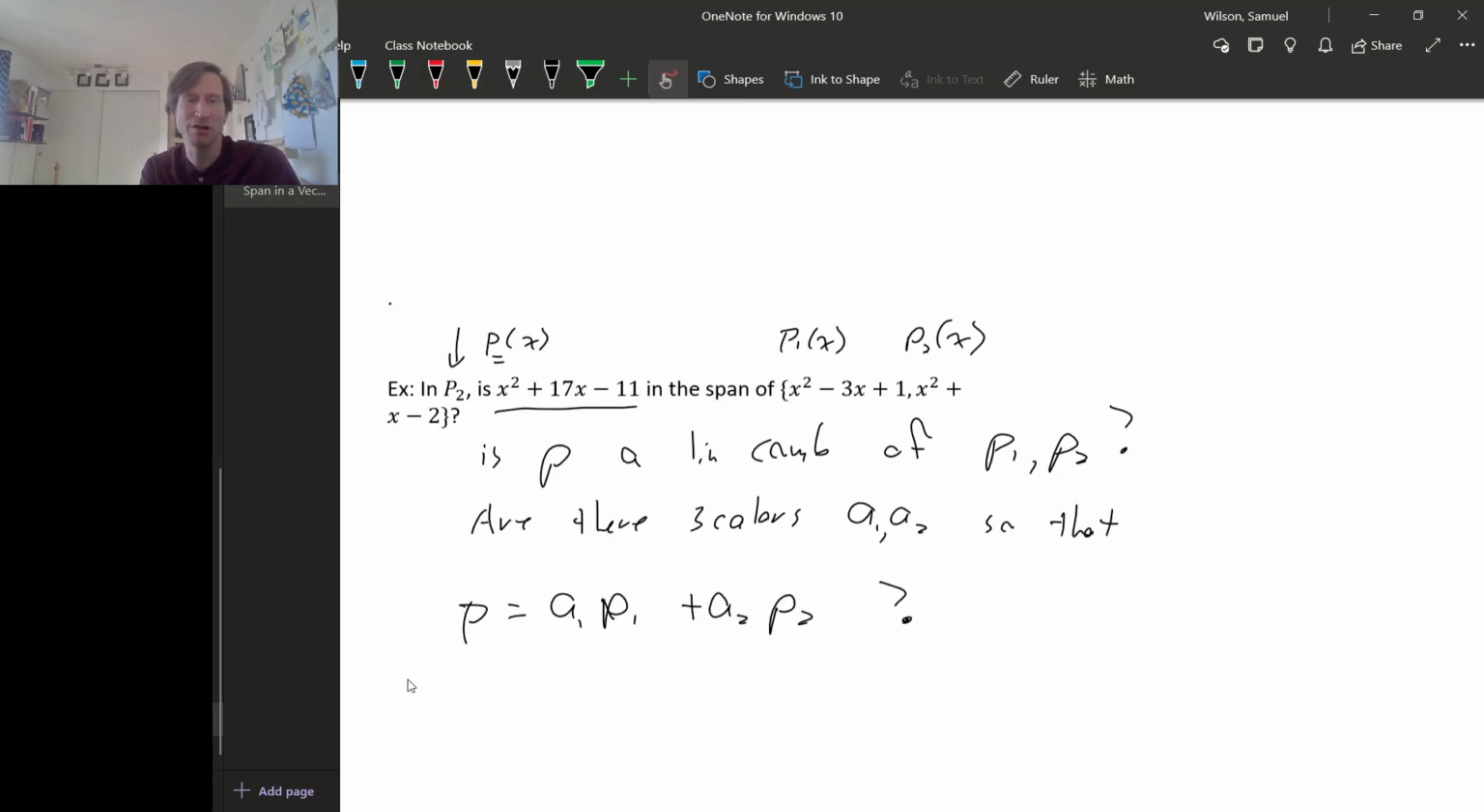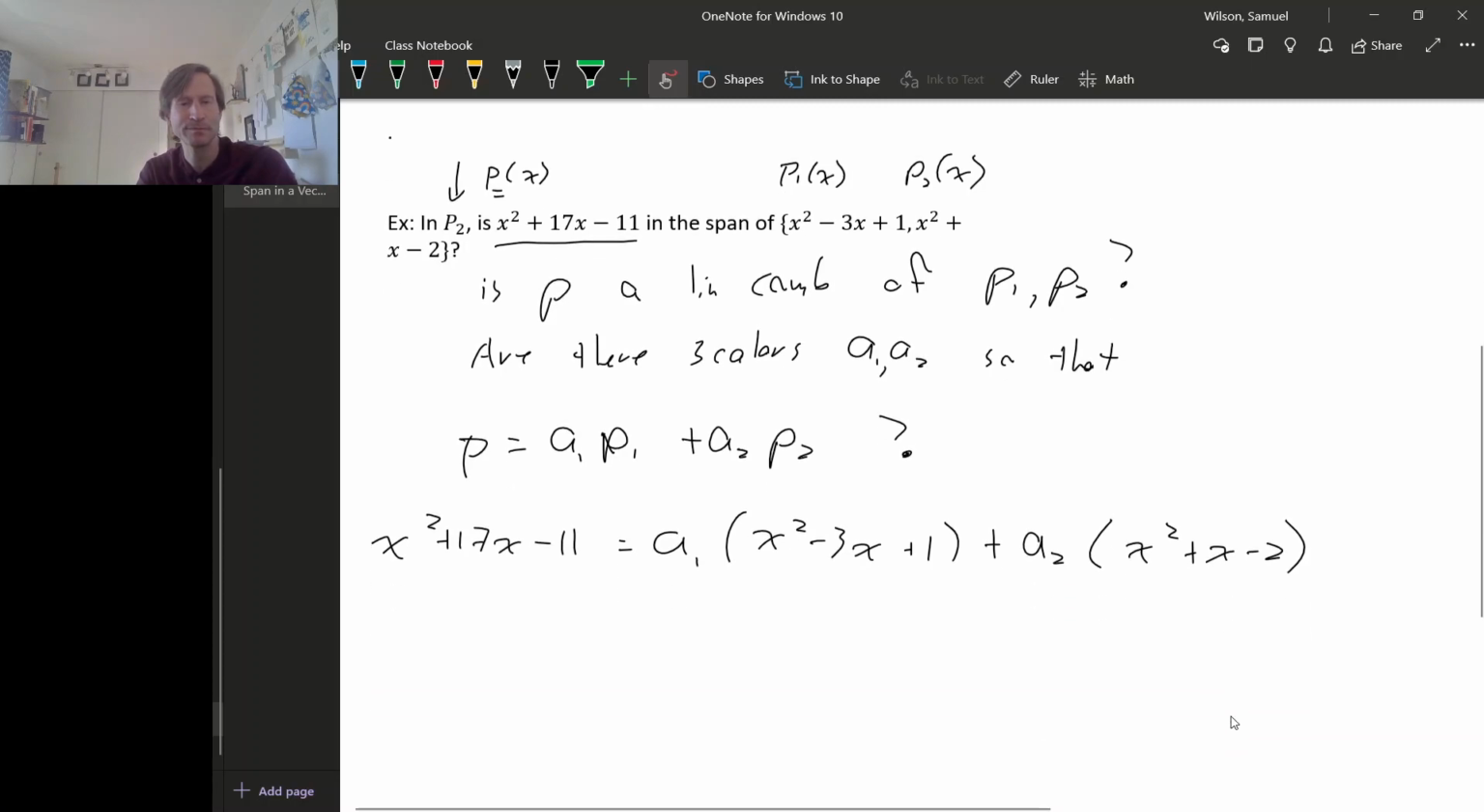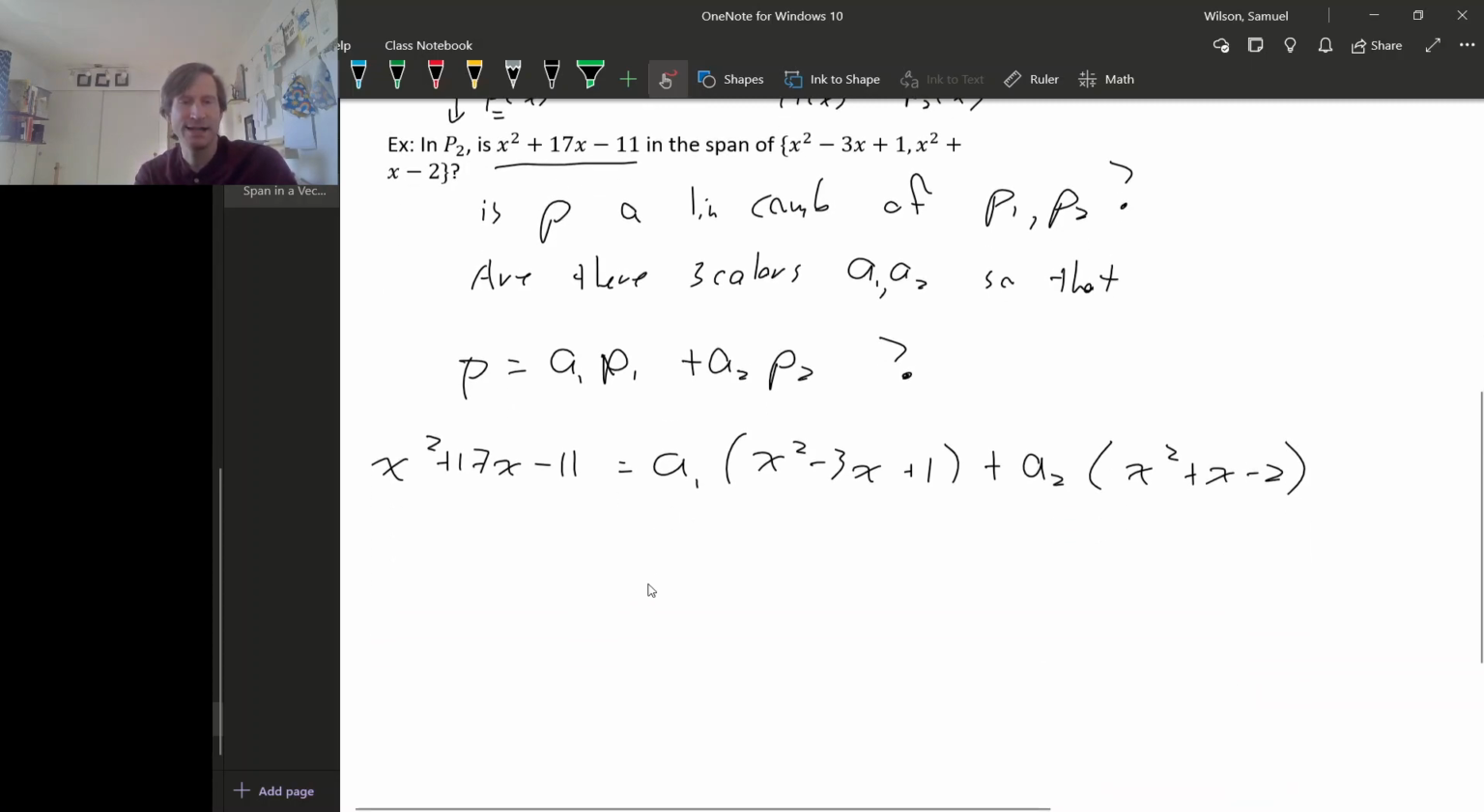So on the left, the polynomial P is x squared plus 17x minus 11. On the right, we have A1 times P1, which is x squared minus 3x plus 1, plus A2 times P2, and P2 is x squared plus x minus 2. How do we check if it's possible to choose A1 and A2 so that these things are equal? Well, how can you tell if polynomials are equal? One nice thing about polynomials is that they are equal exactly when their coefficients are equal.